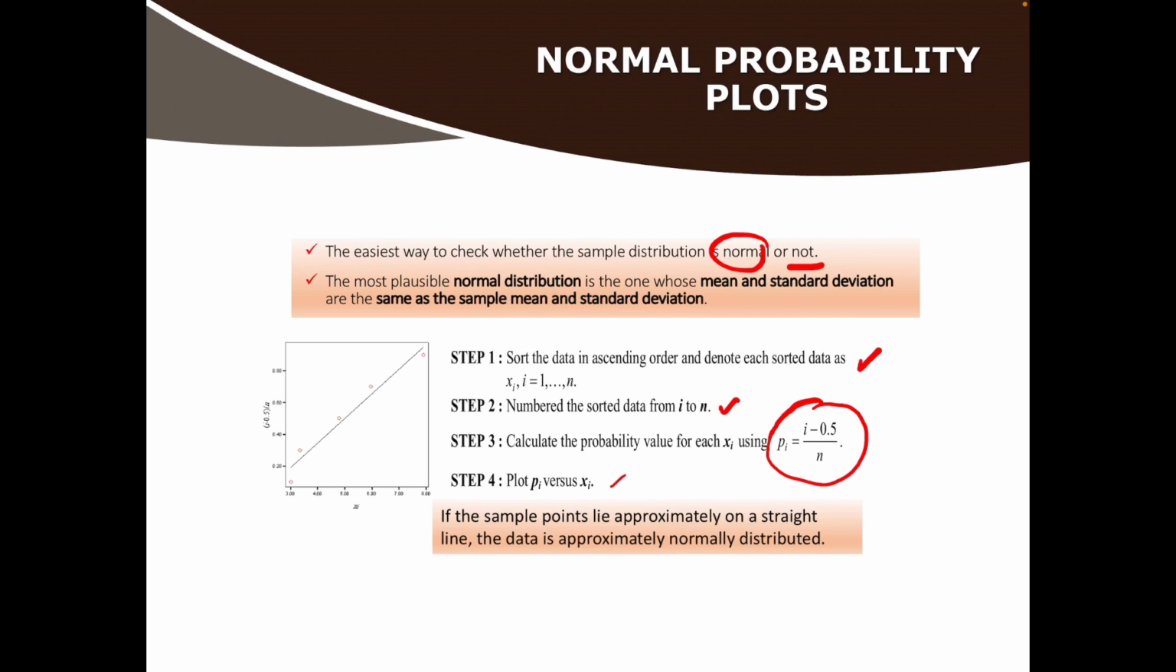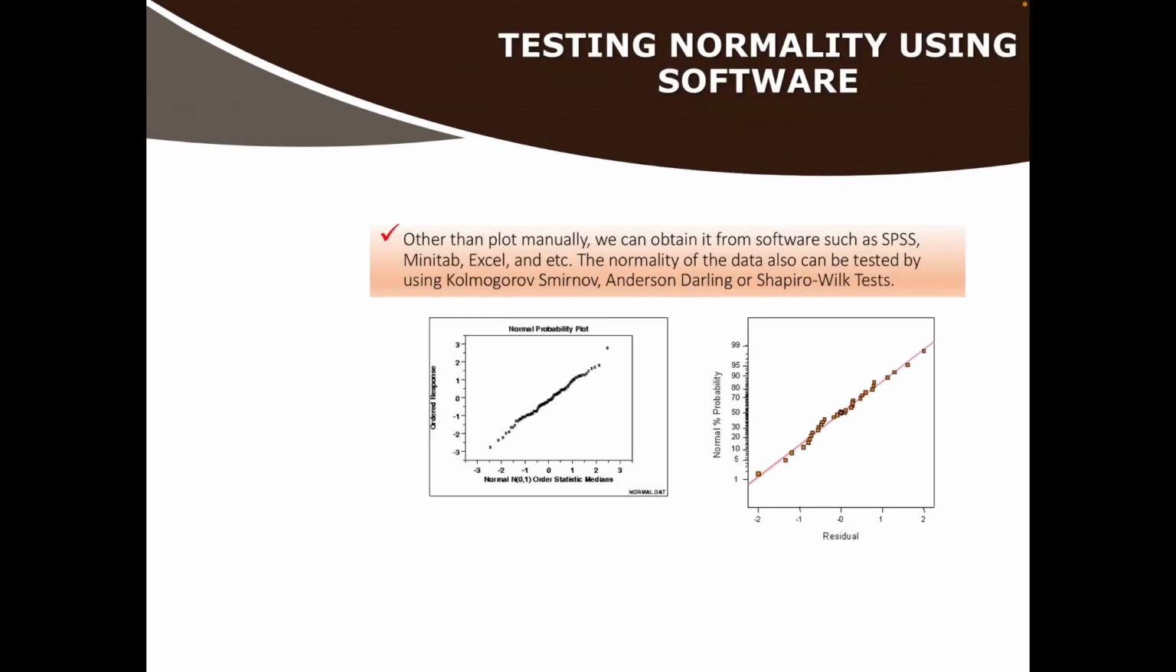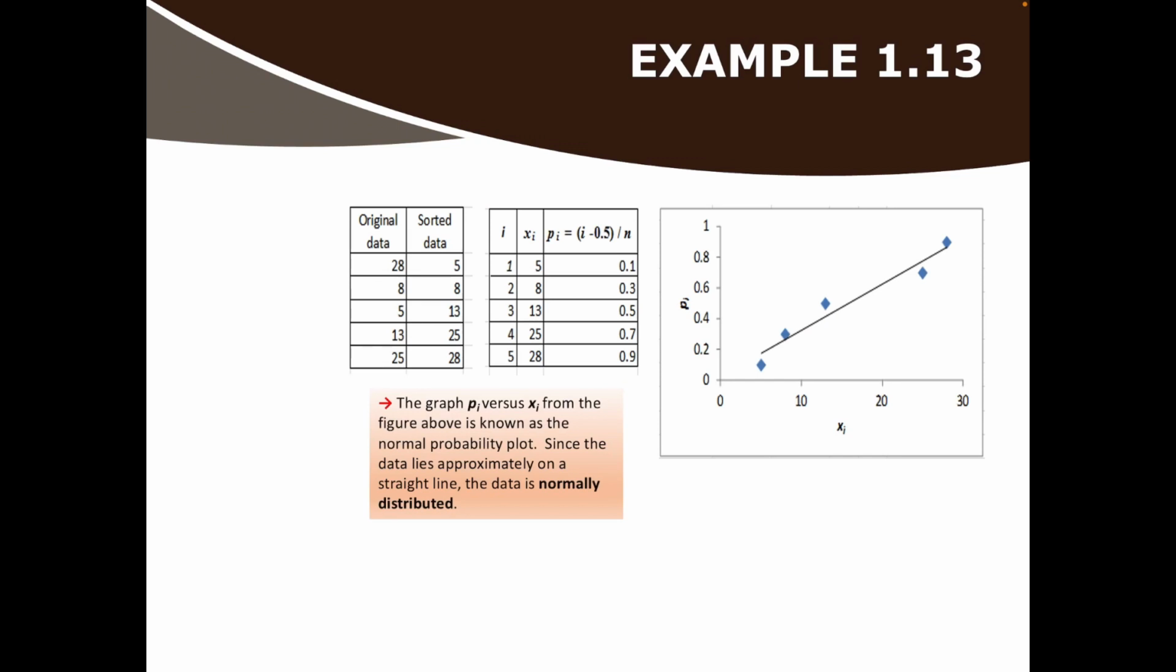If the sample points lie approximately on a straight line, we call the data normally distributed. Like this, the data is around the line, so it is normally distributed. Other than plotting manually, we can obtain it from software such as SPSS, Minitab, Excel, and so on. You can look at here, it's approximately a straight line, so we call it a normal distribution.